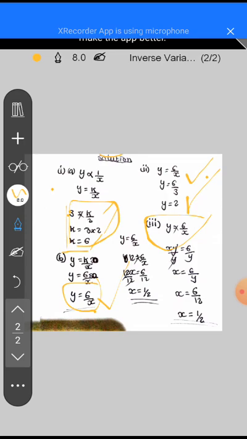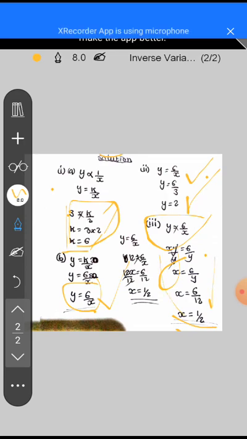So we say y is equal to 6 over x, we cross multiply, and then we will have x is equal to 6 over y, and we have made x the subject of the formula here. So x is equal to 6 over y. And you replace: what's the value of y? The value of y is equal to 12, and x is equal to 6 over 12, which we simplify as 1 over 2. So the value of x is 1 over 2.